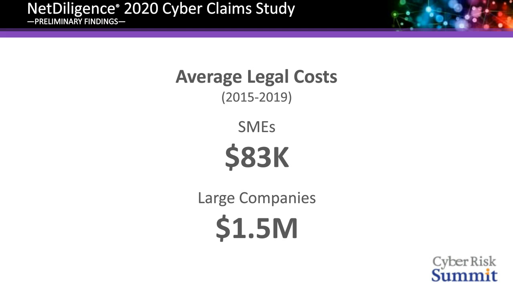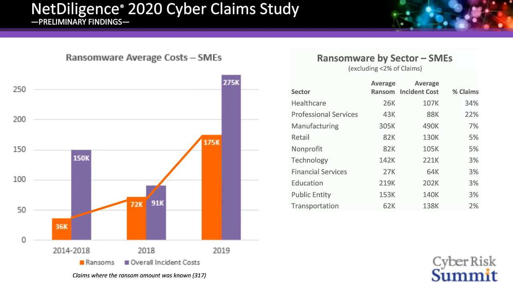I want to give you a quick glimpse on ransomware because we'll be talking about this throughout this panel. There's been significant change this past year. You can see the orange bar charts. That's the actual ransomware payments. So, for example, Bitcoin payments more than doubled this past year between 2018 and 2019 from $72,000 to $175,000. The all-in cost is represented there in the purple. 2019 more than tripled this past year to $275,000 all in to handle the ransomware event.